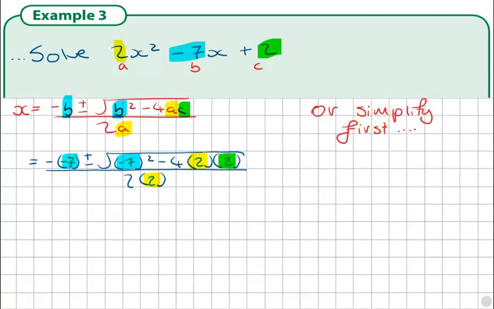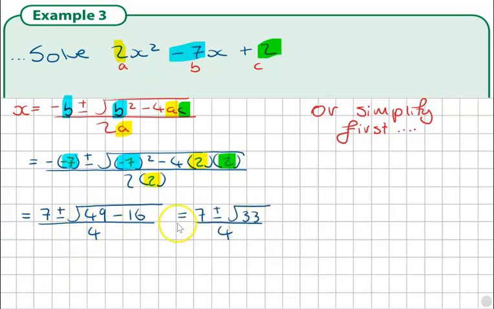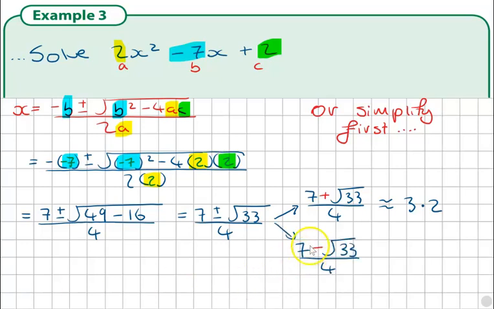Or I could have simplified first. So minus bracket minus 7 is positive 7. So minus by minus is a plus. Minus 7 squared is 49. Be very careful here. You must use brackets. If you didn't have brackets here, you would have squared the 7 and then stuck on the minus, and it would have been wrong, and it would have given you an error in your calculator. So you have to use brackets. And then minus 4 by 2 by 2 is minus 16, and 2 by 2 is 4. Then 49 minus 16 is 33. So we break it down to a plus, and we get 3.2, and then we have the minus, and we get 0.3.